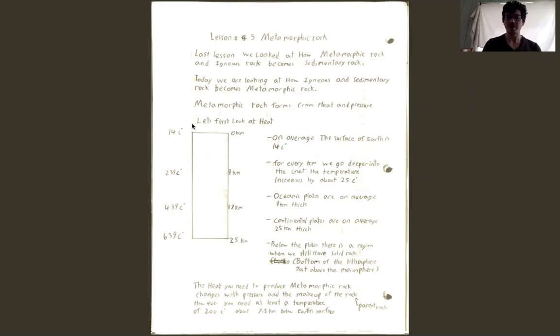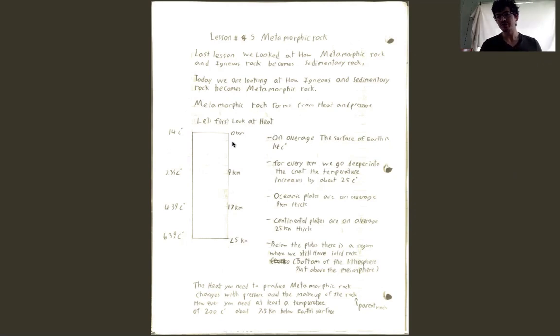So on the left here, I have a diagram that shows the temperature of Earth at different depths from the Earth's crust. So on the top layer of Earth, or the surface of Earth's crust, we can average the temperature to be about 14 degrees Celsius. Some places it's a bit colder, some places it's a bit warmer, but on average it's about 14 degrees Celsius.